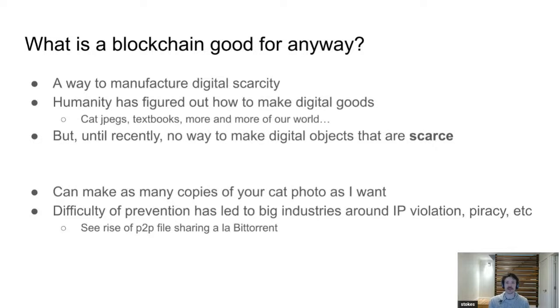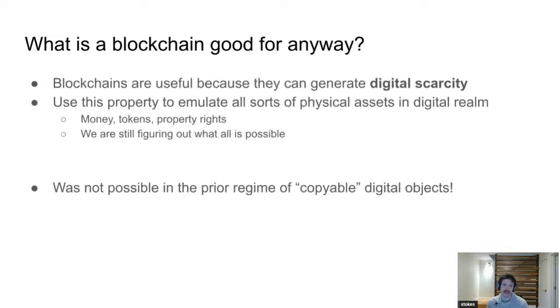There's been a huge history of this being an issue. If I have a movie that someone wants to protect in terms of intellectual property, once the movie's out on the internet, it can easily be copied. There's file sharing with BitTorrent and all this, and it's kind of been a mess.